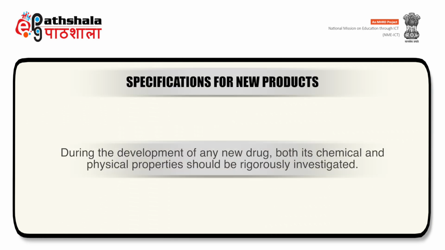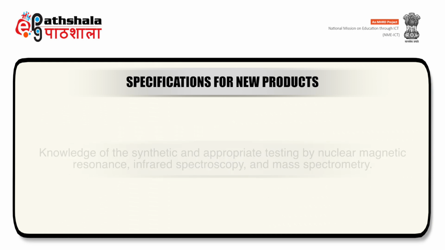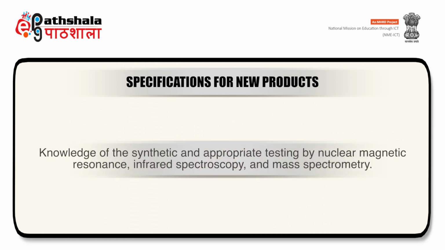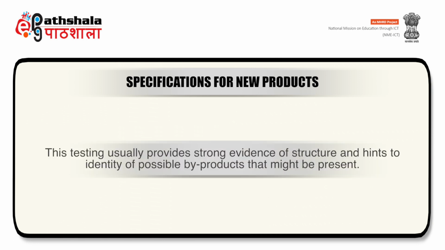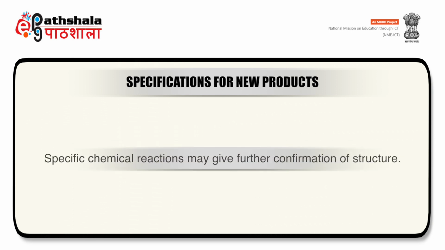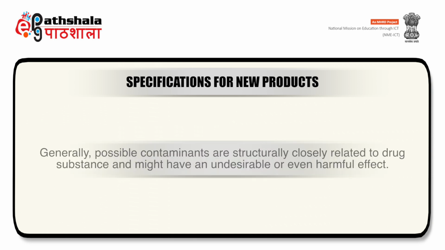During the development of new drugs, both their chemical and physical properties should be rigorously investigated by nuclear magnetic resonance, infrared spectroscopy, and mass spectrometry. This testing usually provides strong evidence of structure and hints at the identity of possible byproducts that might be present. Specific chemical reactions may give further confirmation of structure.